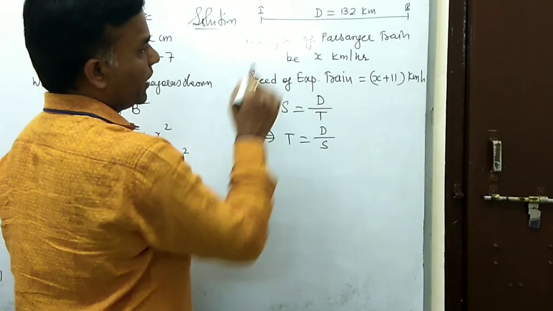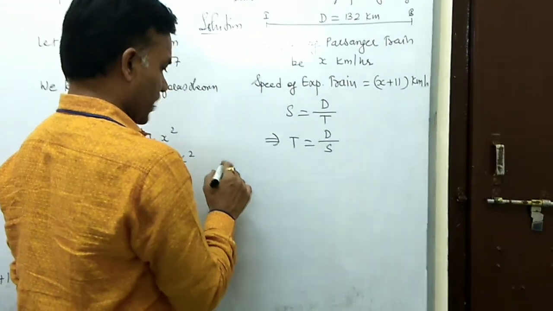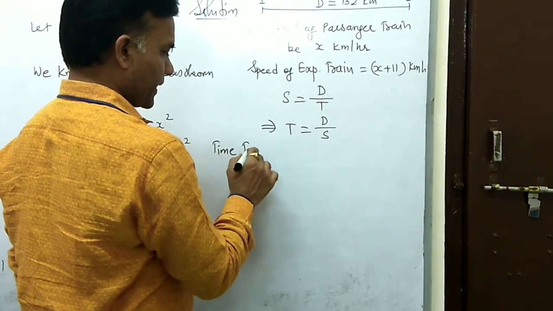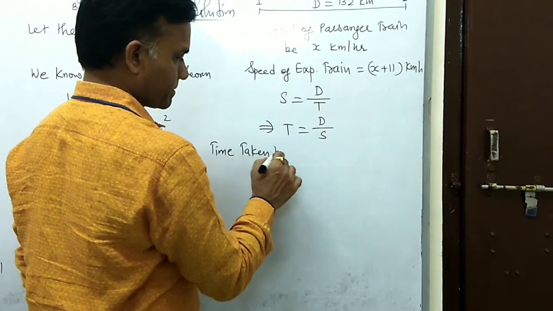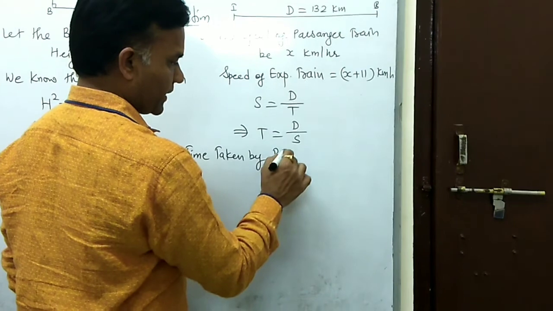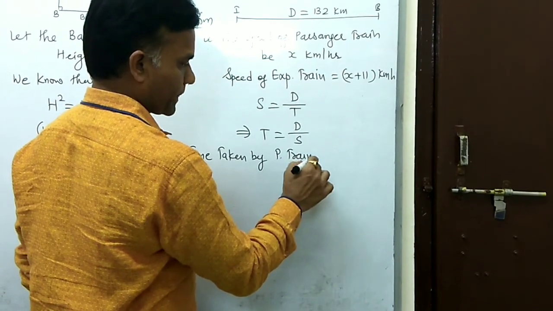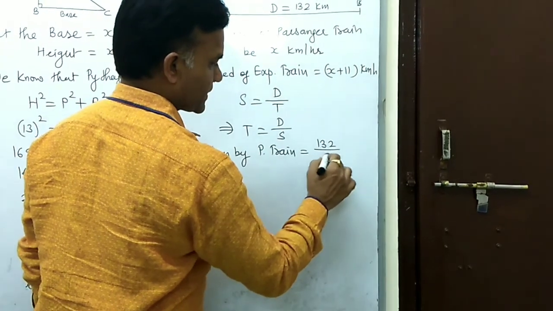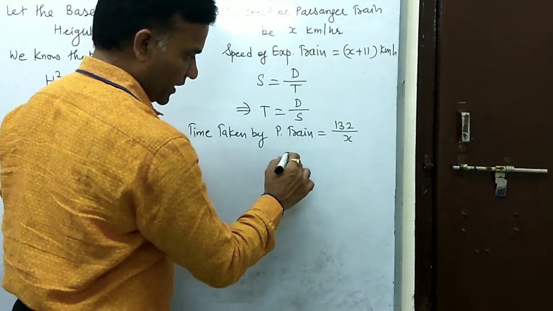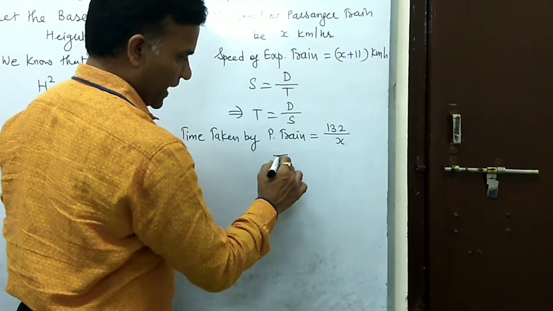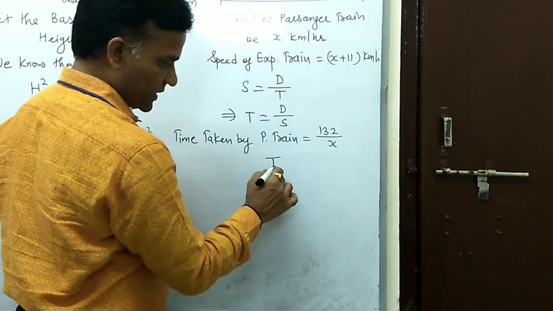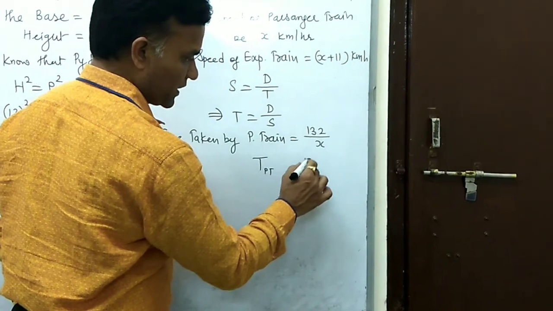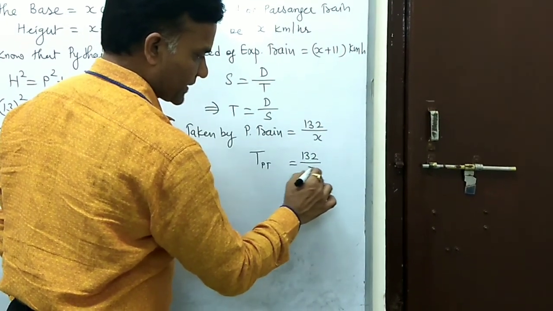Now you write down time taken by the passenger train. So you write down here, time taken by passenger train is 132 upon x. And now for passenger train we add the shortcut. So time is written with the capital T. For passenger train we write P, train for T. So T PT, that is 132 upon x.